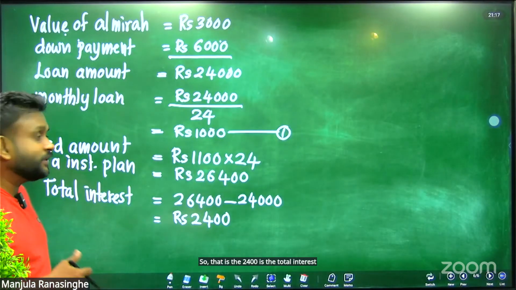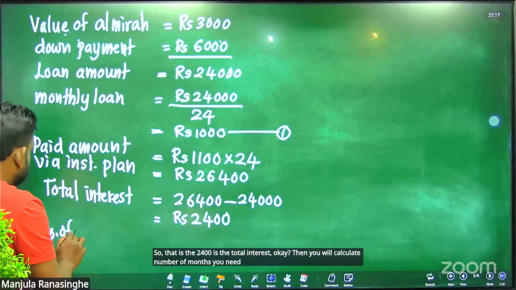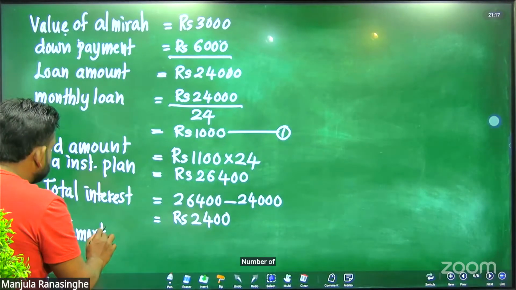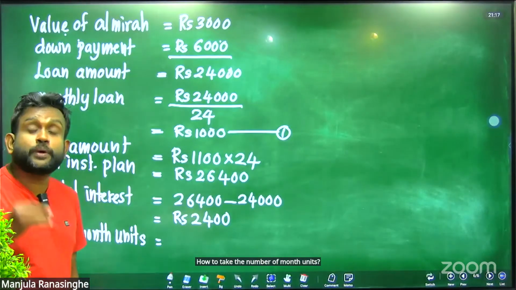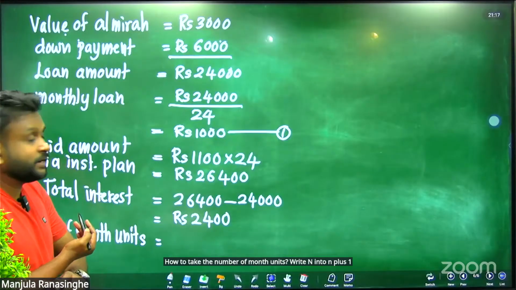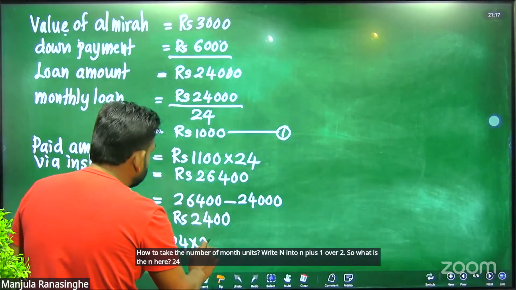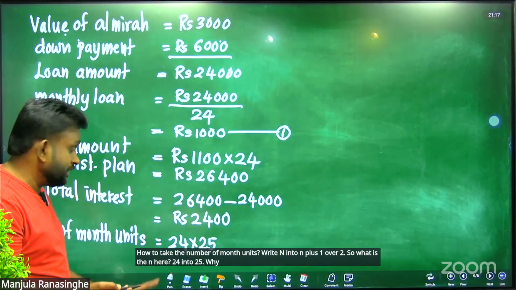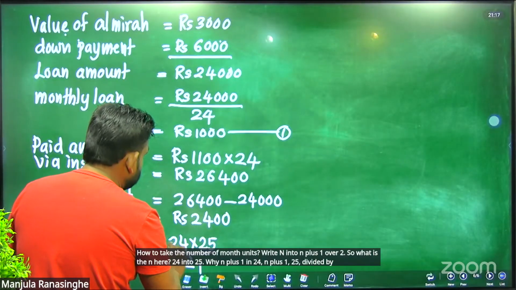Then you will calculate the number of month units. How to take the number of month units? Write n into n plus 1 over 2. What is n here? 24 into 25. Why n plus 1? n is 24, n plus 1 is 25. Divide by 2: 2 ones are 2, 12.